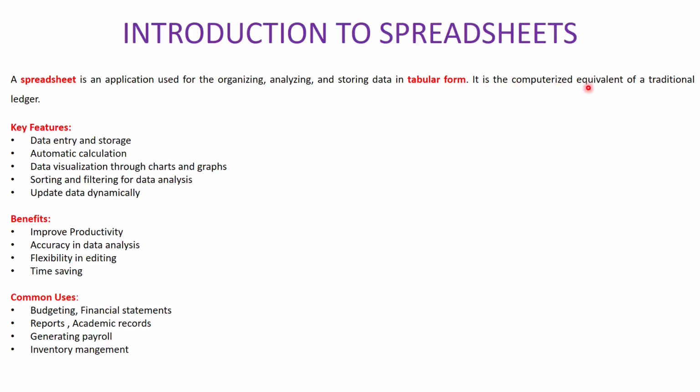The spreadsheet is often referred to as a computerized version of a traditional ledger. The key features of a spreadsheet include data entry and organized storage using rows and columns, automatic calculation using formulas and built-in functions, graphical representation of data through charts, graphs, and tables, sorting and filtering for data analysis, and the ability to link and update data dynamically.